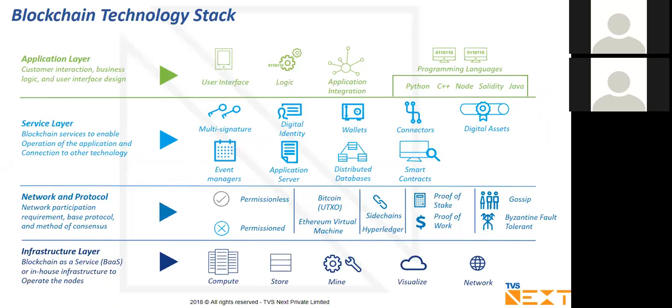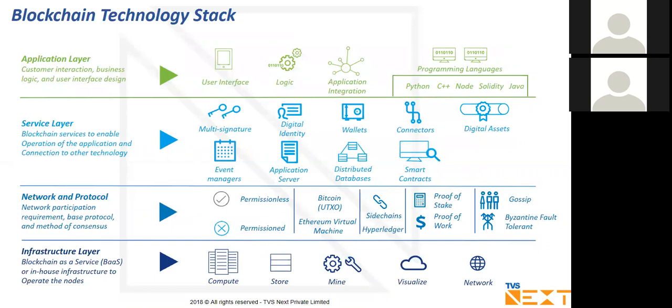So what is it that we do on the network and protocol layer? I'll get into that detail first and then step into the service layer, so that there's a very clear understanding. When we speak about the network and protocol layer, most blockchain systems use a protocol called IPFS, the Interplanetary File System, which is a distributed protocol.